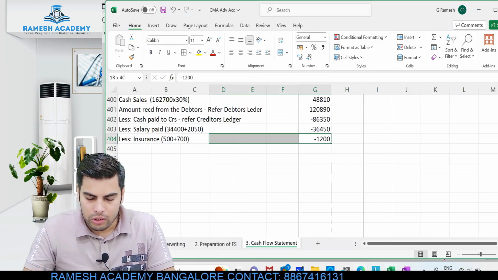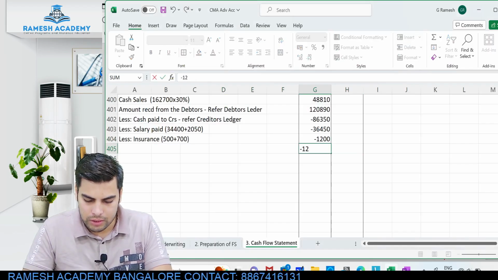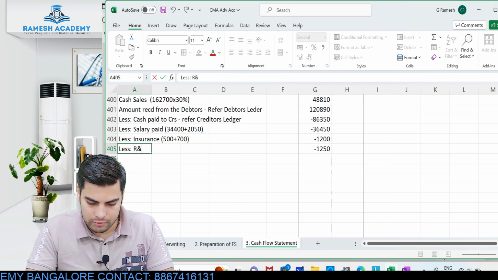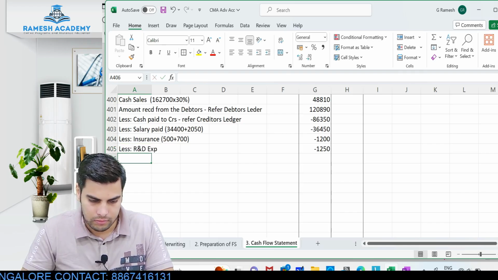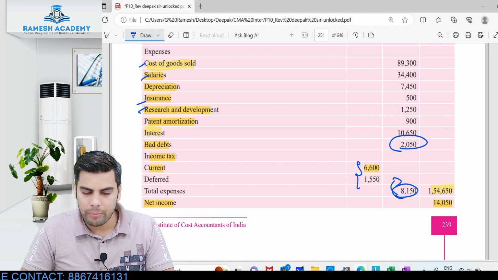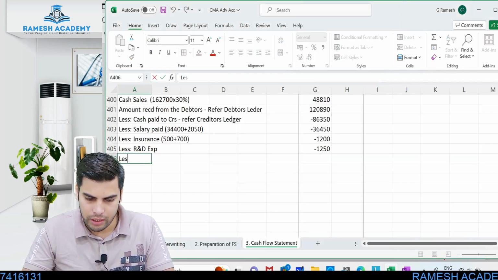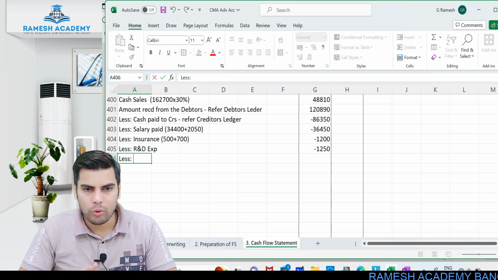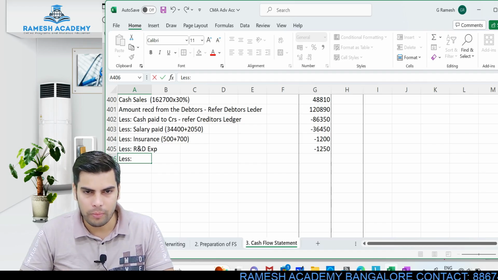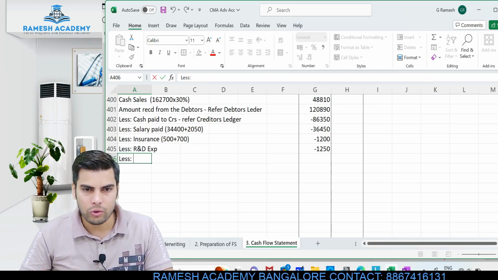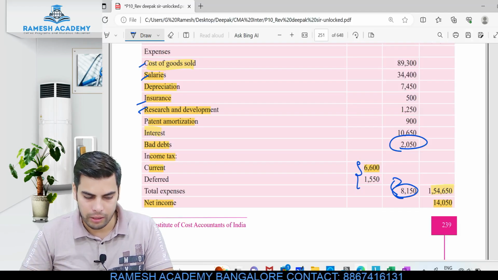Research and development cost 1,250. Even this is something related to business. 1,250 research and development cost, less R&D cost. After research and development, patent amortization, this is non-cash in nature, we need not show the same. Interest 10,650. See, this is the interest on the short-term loan, similar to the bank overdraft, which was taken for the purpose of managing the business. Any loan which you are taking for the purpose of managing the business would be treated as operating expenses. Any long-term borrowings like debentures, or long-term bank loan or borrowing, would be treated as financing activity. Now look at this.